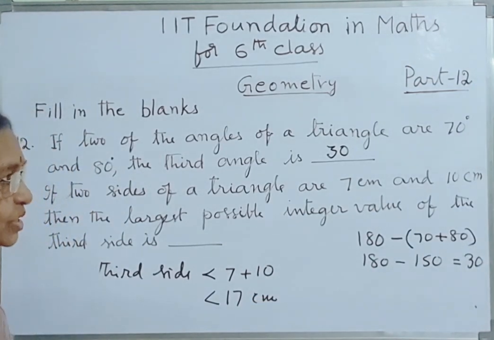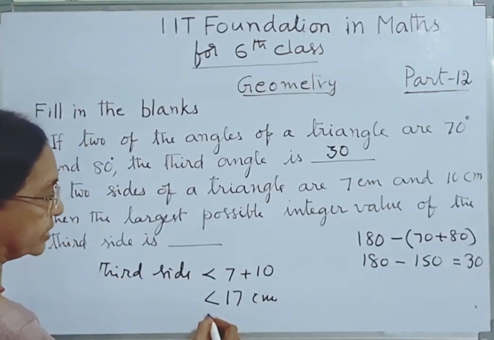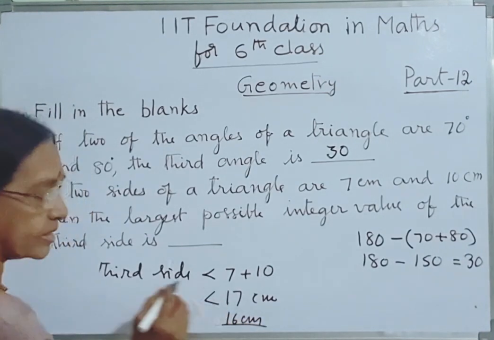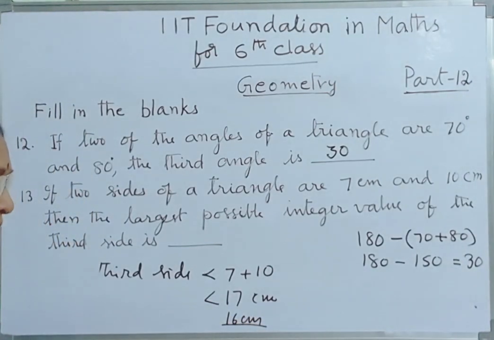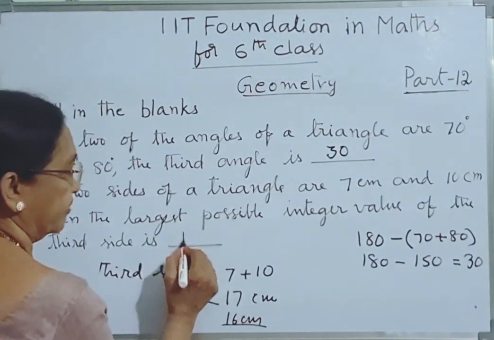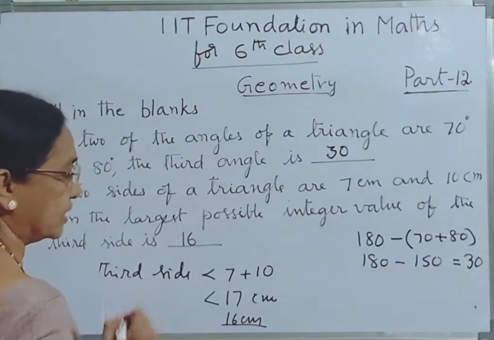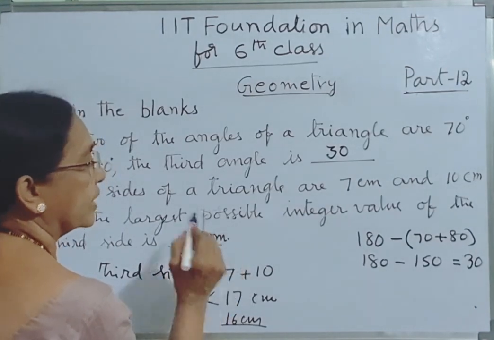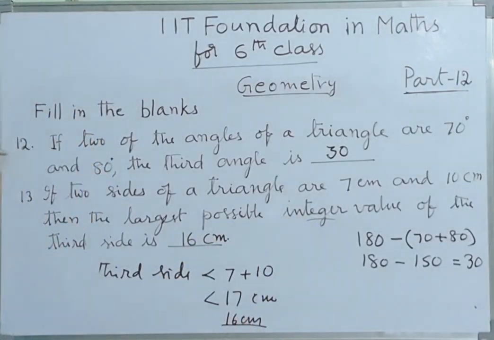So, the largest possible integral value is 16 centimeters. It must be less than 17 centimeters and the largest value is 16 centimeters. Therefore, the largest value of the third side is 16 centimeters in integer.